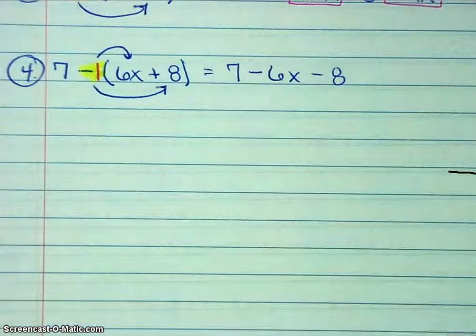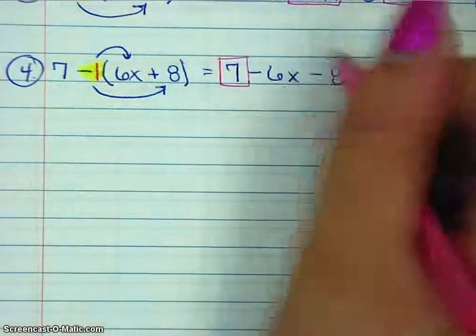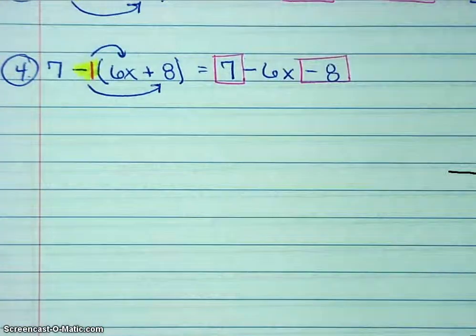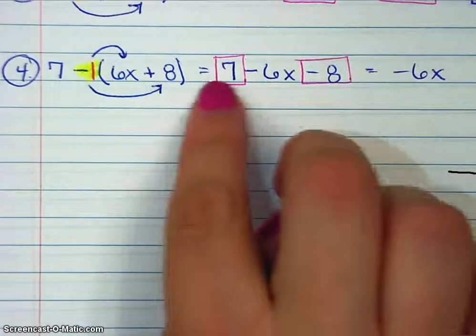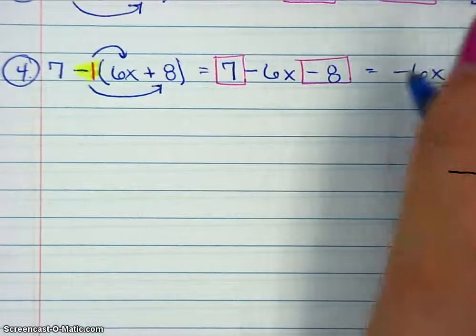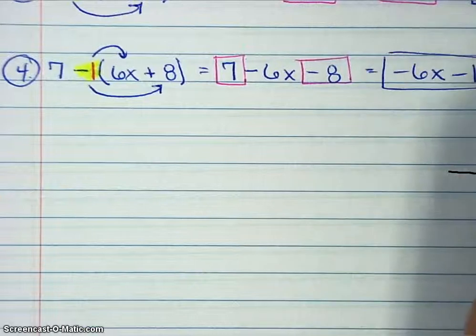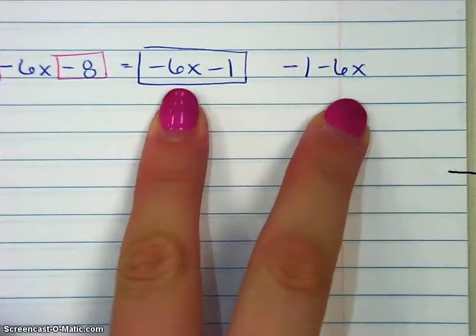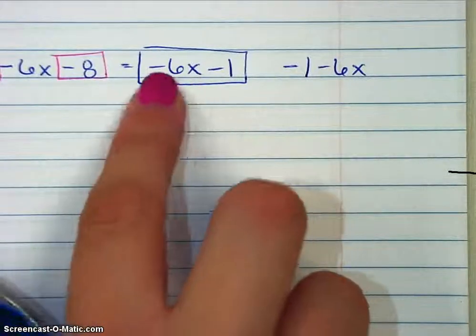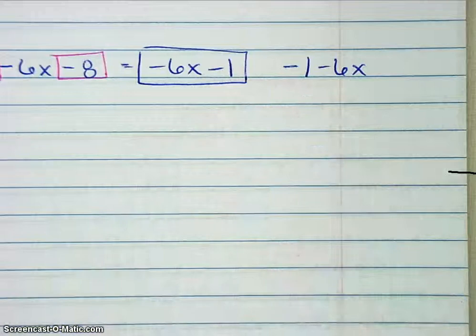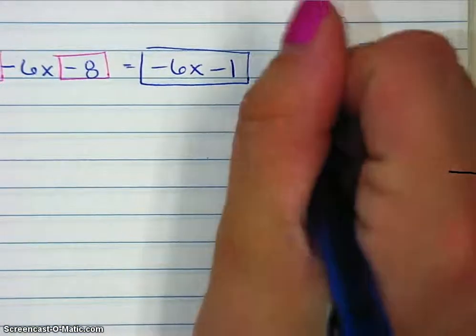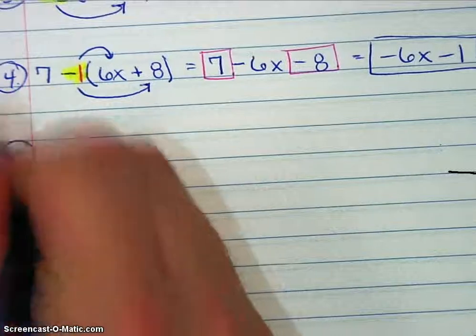Combine my like terms. The only ones that are alike are the 7 and the negative 8. So I'm going to write this as negative 6x. There's no other x's. 7 minus 8 is negative 1. Okay, now you can write this as negative 1 minus 6x. Either answer is correct. Notice the signs are kept. The 6x is still negative no matter what. 1 is still negative no matter what. Both of these are correct. Number 5.